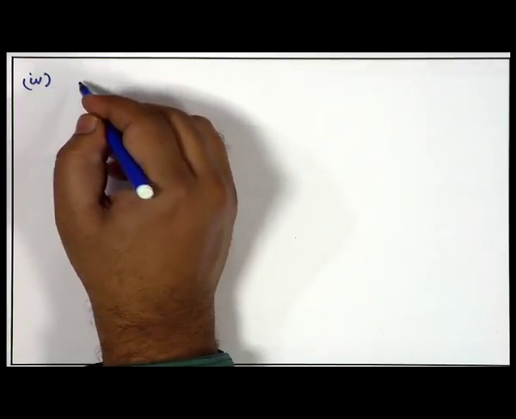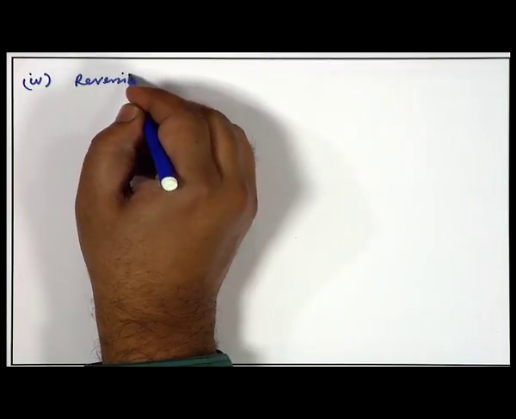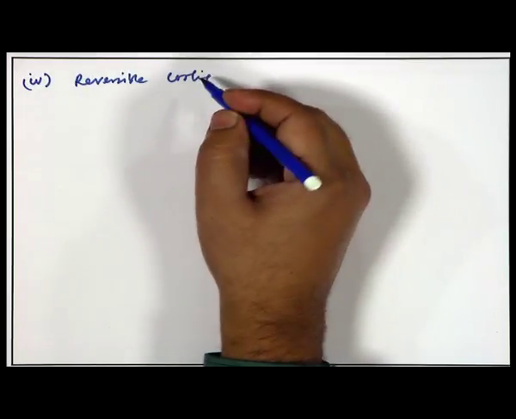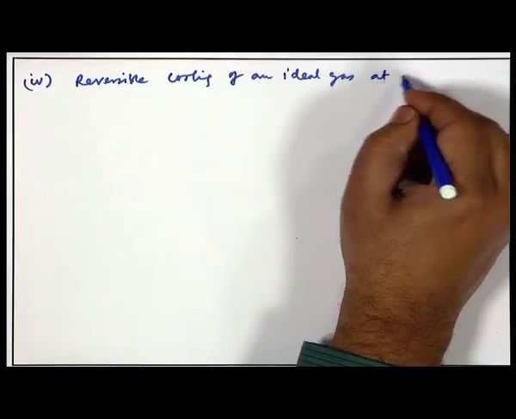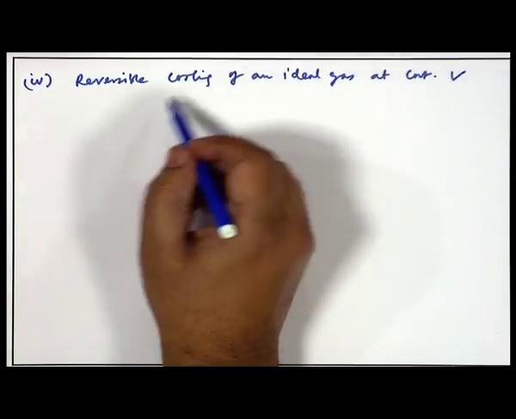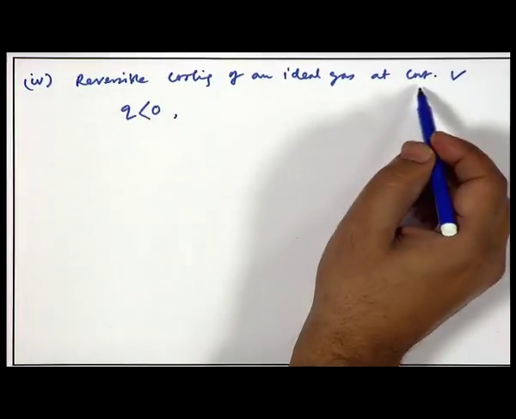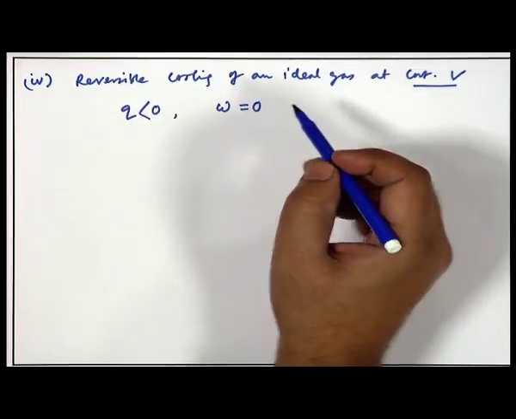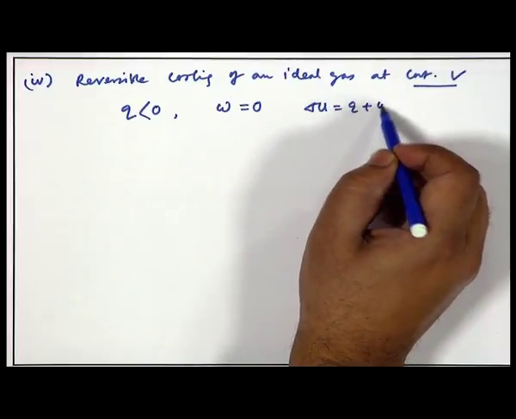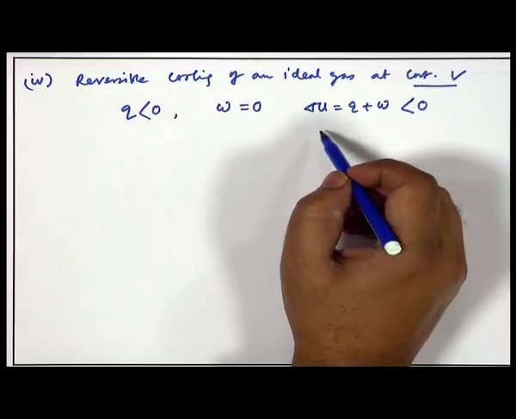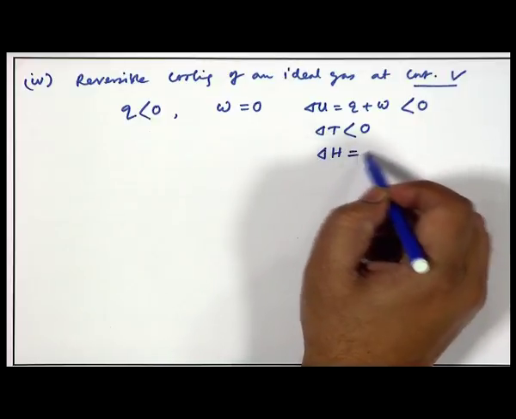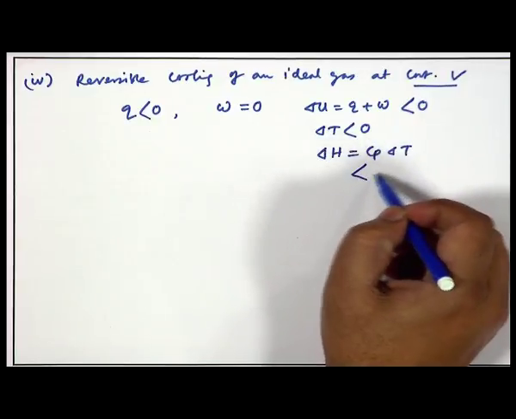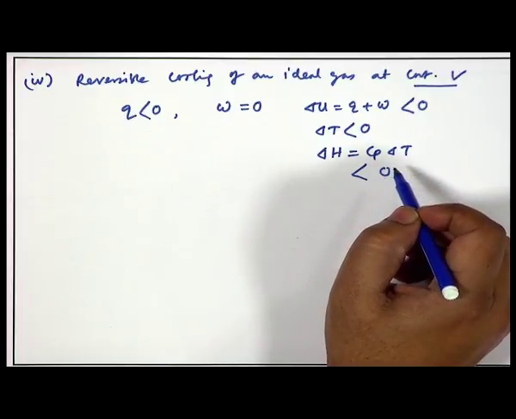So, in this series I will give the last example: reversible cooling of an ideal gas at constant V. Again, cooling means Q less than 0. At constant V, W is equal to 0, so del U equals Q plus W, which is less than 0, hence delta T less than 0. Once delta T is less than 0, del H equals C P del T, which is also less than 0.